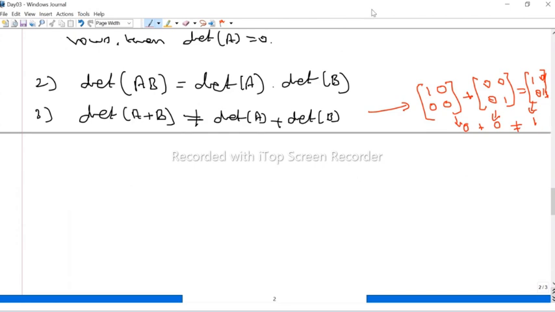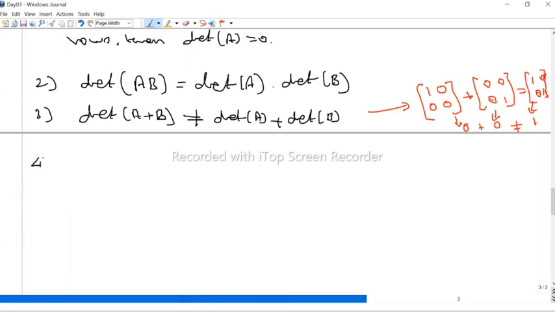Now the fourth property: suppose you are multiplying a scalar to each element of the matrix. The determinant of a scalar k times a matrix A is equal to k power n into determinant of A, where n is the order of the matrix and A is an n by n matrix. Here k is any number, positive or negative. If k equals 0, that is trivial. You are multiplying 0 to all the terms, so it becomes a zero matrix, and the determinant of 0 is 0. So these are very important properties of determinant.